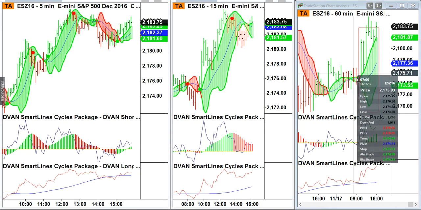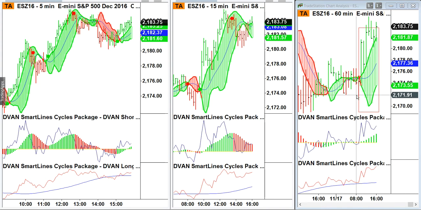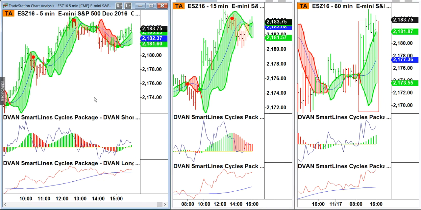But going into the day, the 9 o'clock hour to the 10 o'clock hour, so the market opens at 9:30. We see the formation of a buying cycle. The green shading that you see here, green shading on the 15 and the 5-minute as well.